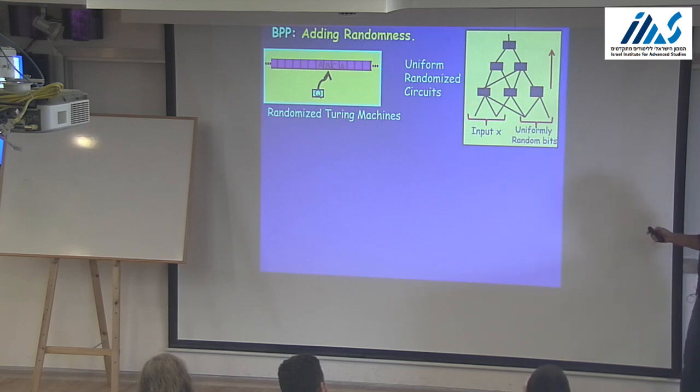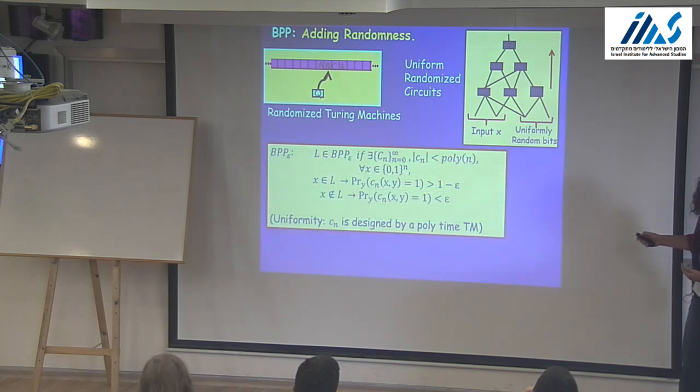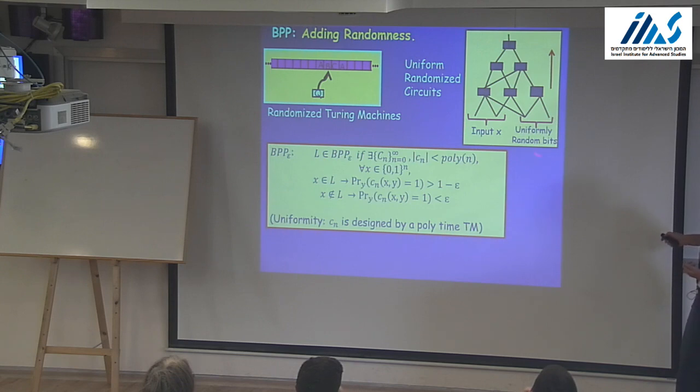And then the answer, or the function that this circuit computes, will depend, of course, on these random bits. So the function that it computes will be defined as follows: if with probability at least 1 minus epsilon over the random bits the answer here is 1, we'll say that x is in the language. And if with probability at most epsilon the answer is 1, we'll say that x is not in the language. So this randomized circuit computes the function f if it gives the right answer with all but epsilon probability. Then we'll say that it has error epsilon.